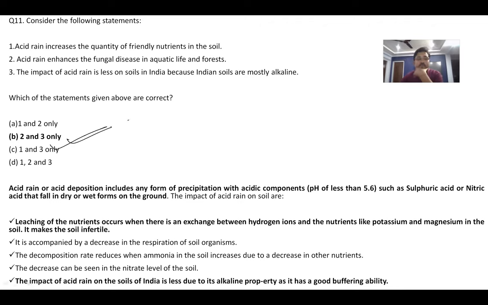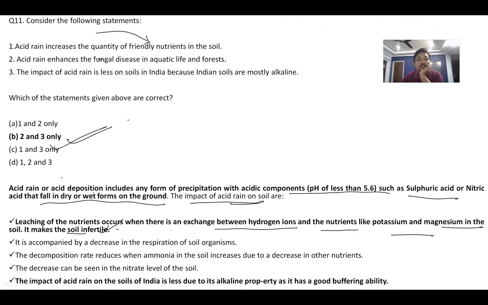So 1 is wrong. Acid rain or acid deposition includes any form of precipitation with acidic components, with pH less than 5.6, such as sulfuric and nitric acid, that fall in dry and wet forms on the ground. The impact is that leaching of nutrients occurs when there is an exchange between hydrogen ions and nutrients like potassium and magnesium in the soil. It makes the soil infertile. It doesn't increase the quantity of friendly nutrients in the soil. It is accompanied by a decrease in respiration of soil organisms.